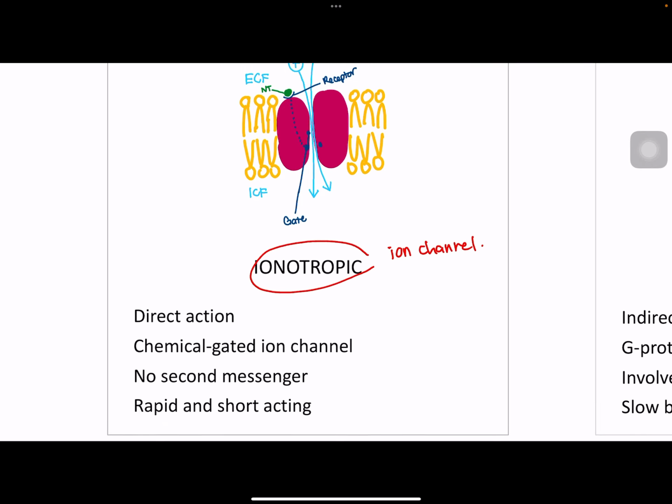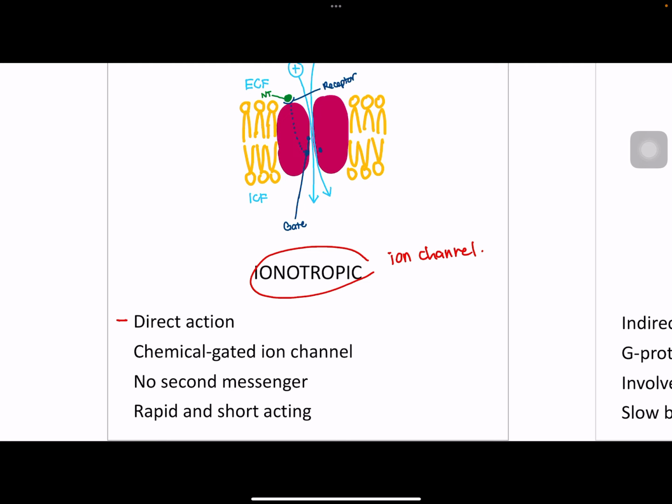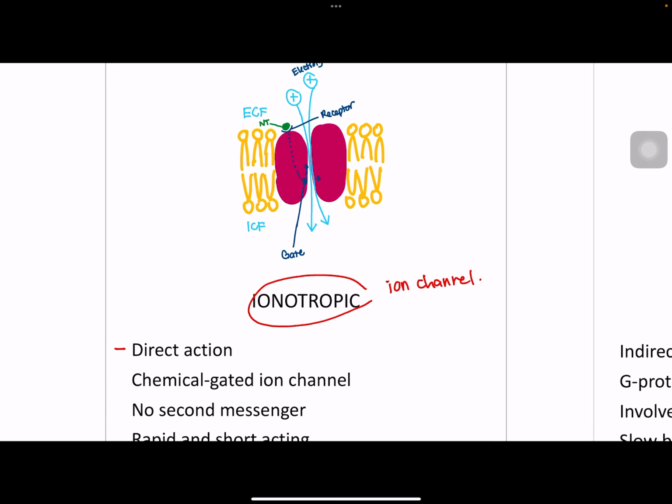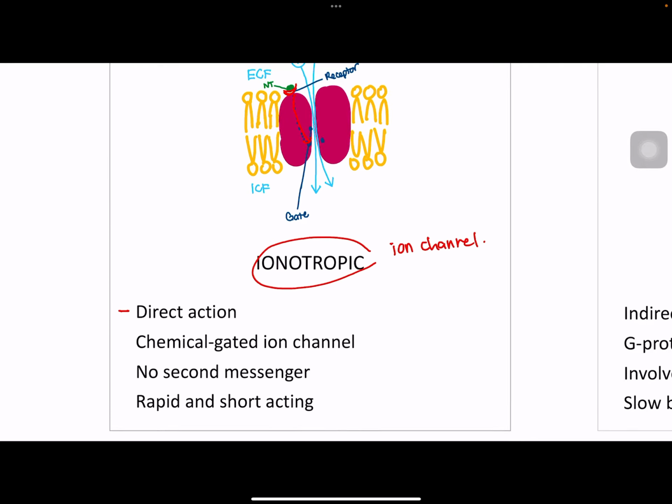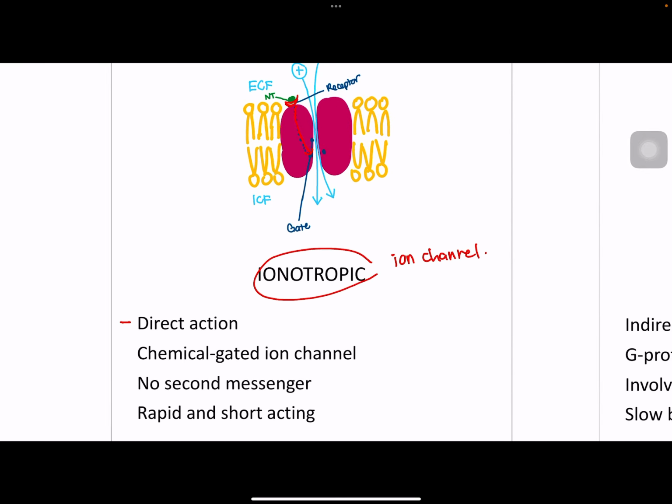Therefore, it produces a direct action. When the neurotransmitter binds to the receptor, it causes this ion channel to open and allows the ions to flow into the cells. This receptor is also known as a chemical gated ion channel.